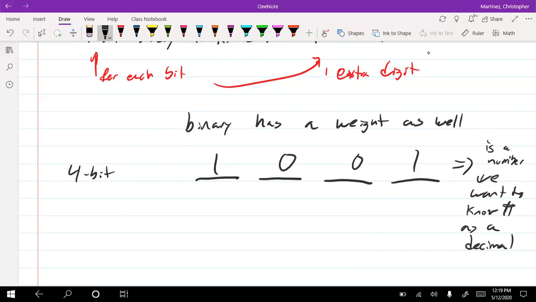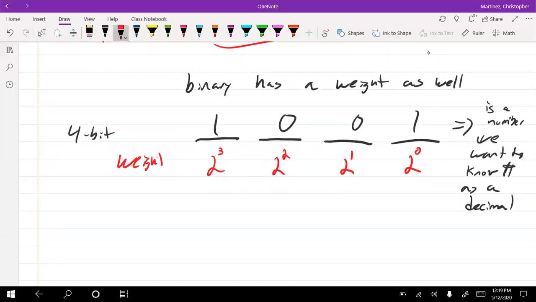Well, again, I can say that each of these has a weight. And the weight is going to be similar to what we did with decimal. I'm going to take what base I have, and I'm going to give it an increasing exponent. So I start off with the zeros. Well, 2 to the 0, that's 1. 2 to the 1 is 2. 2 to the 2 is 4. And 2 to the 3, that's number 8.